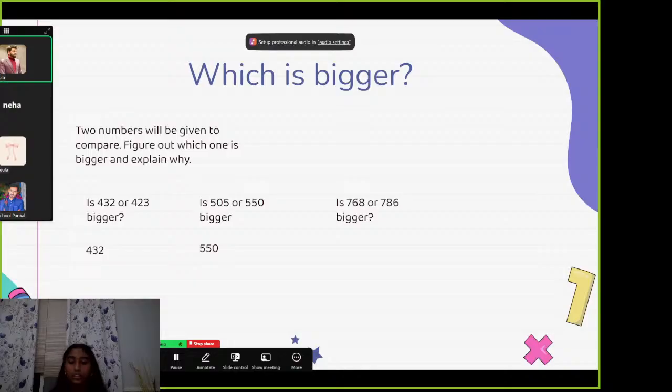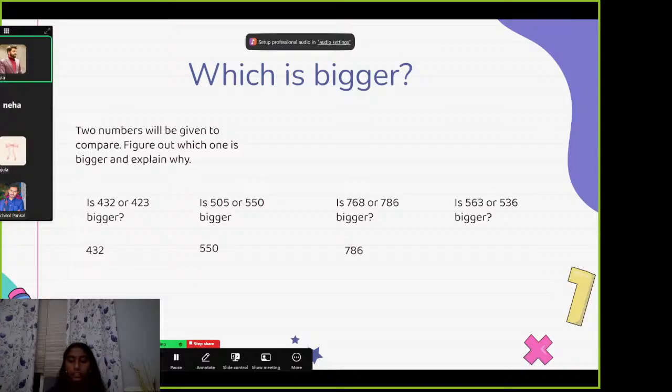And then there's 768 and 786. And this one's like the first one where the two numbers are swapped. And so 8 is bigger than 6. So it would have to be 786 because the tens value is changing. So yeah, that's the answer.